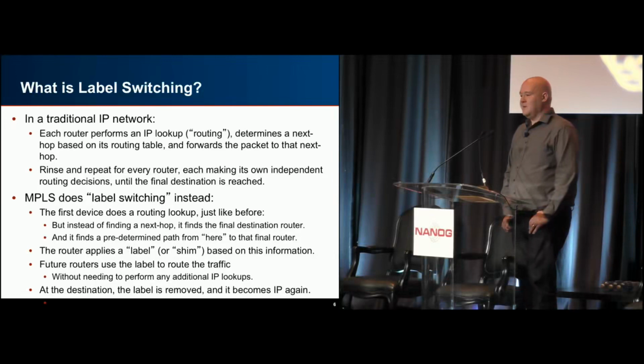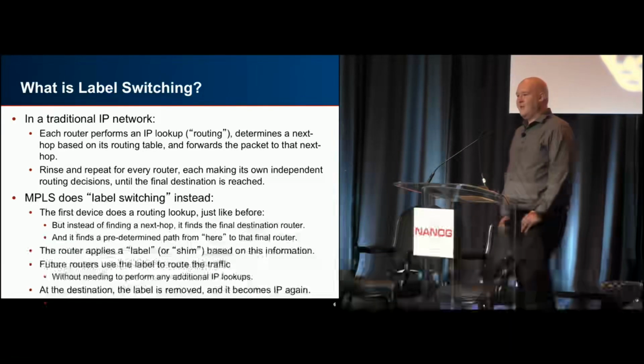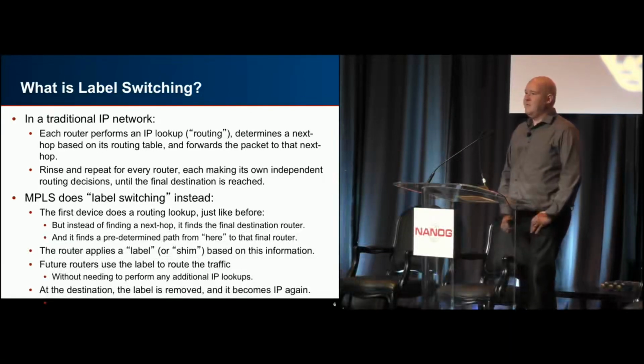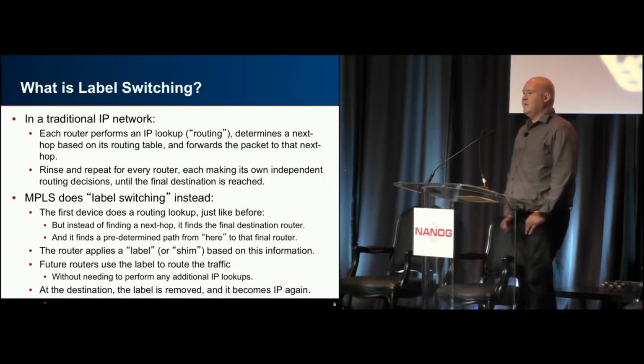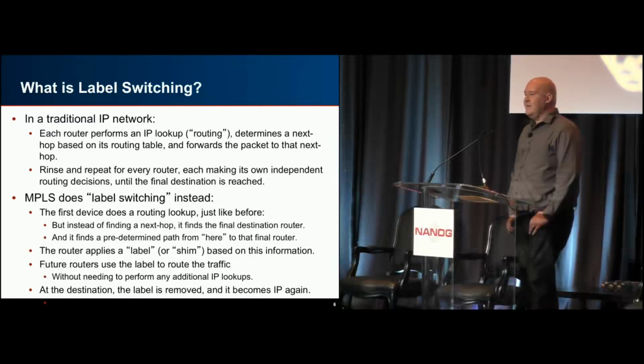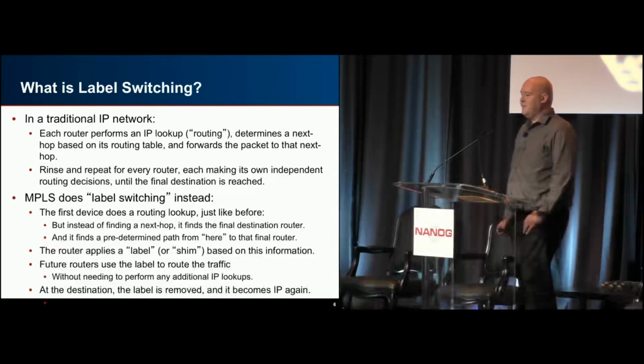MPLS uses something called label switching instead. So the way this works is the first device does the routing lookup, just like it would have done any other time. But instead of just finding the next hop and forwarding the packet, it finds the predetermined path from here to there, to that final router, and it puts a label on the packet. It's called a label or a shim, depending on what you look at, but basically you're labeling the packet. So when the next device gets the packet, it doesn't need to do its own independent routing lookup. It can just look at the label and use that information to figure out where it's going. And then at the destination, the label gets removed, becomes your original packet again, and you move on with life.